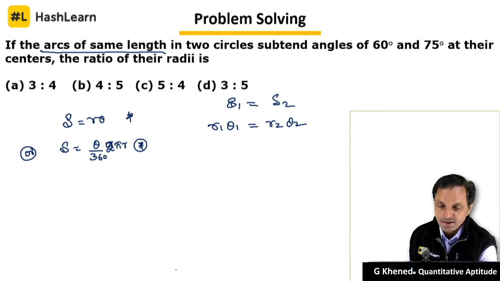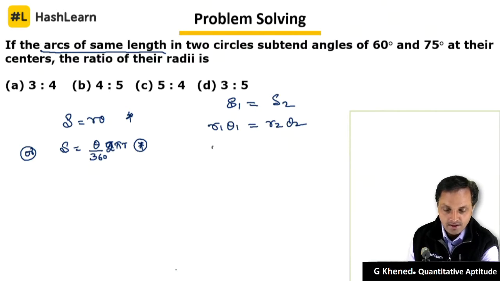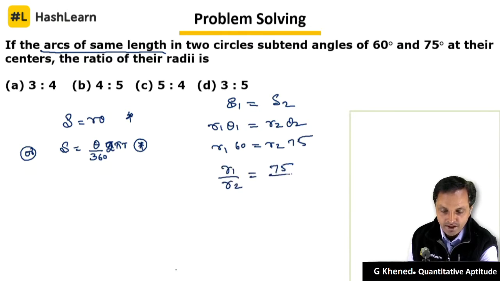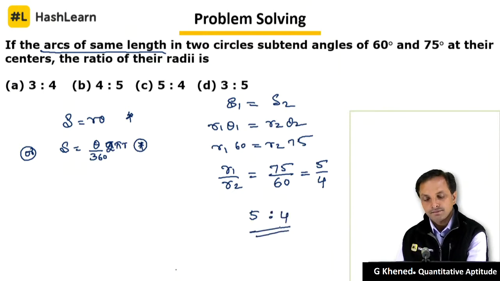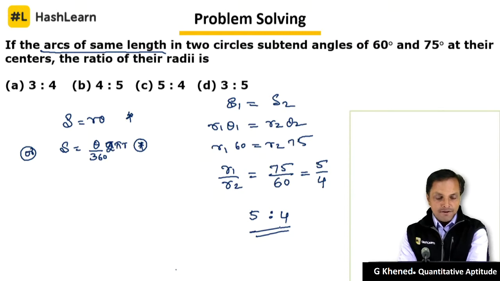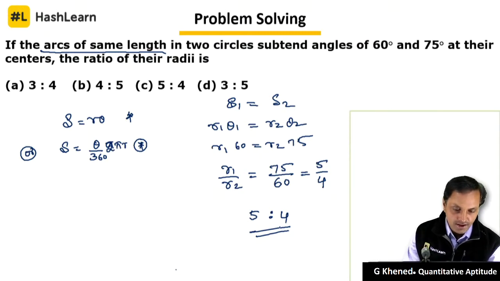So, what else is he asking? He is asking you to find their radii ratios. So, just you can put the angle R1 into 60 degree, R2 into 75 degree, that will give you R1 by R2 is equal to 75 by 60. 15 5s are, 15 4s are, that should be your 5:4. So, 5:4 is in option C.